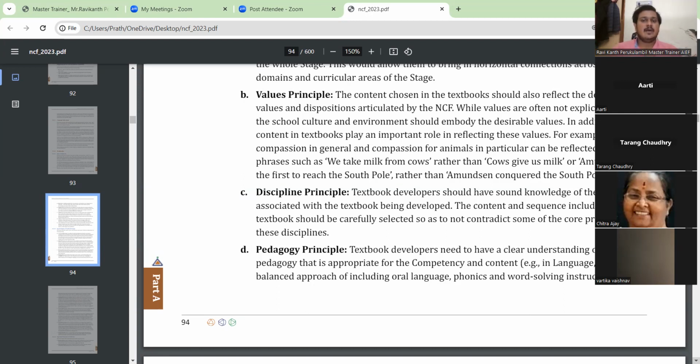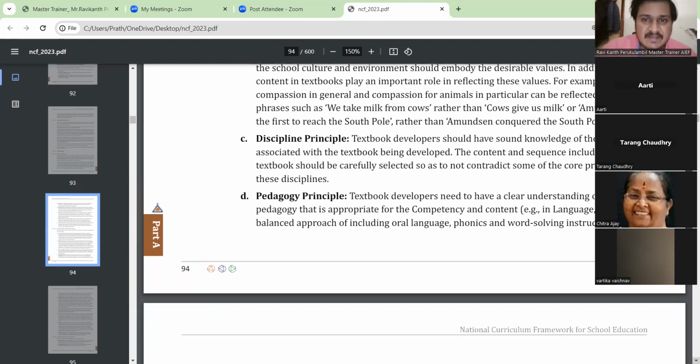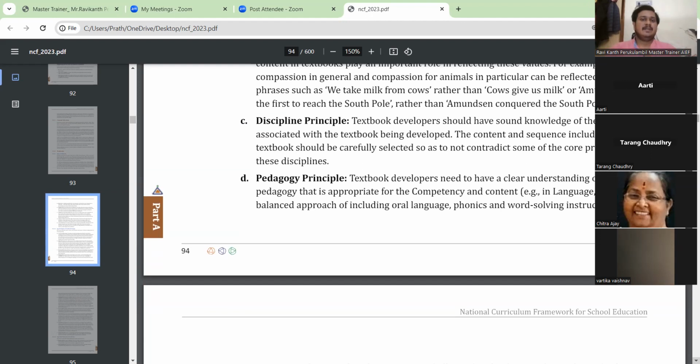Or, Amundsen was the first to reach the South Pole, rather than Amundsen conquered the South Pole. Who is someone to conquer? Isn't it? So he has reached over there. In this way, compassion has to be developed. In our statements also, what we speak, what we think, what we do are to be aligned properly. Discipline principle. Textbook developers should have some knowledge of the discipline associated with the textbook being developed.